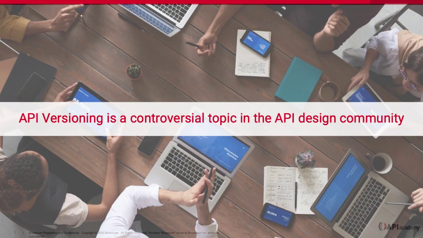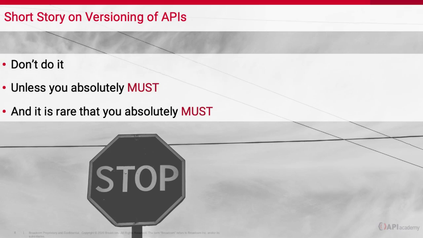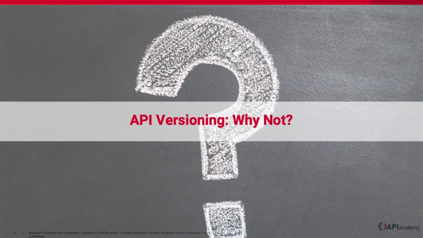API versioning has always been a controversial topic in the API design community. The short story is, if you can, avoid versioning, unless you absolutely must use it, which is rare. Why? Here is a quick test.